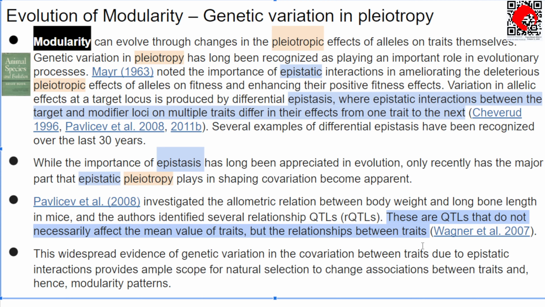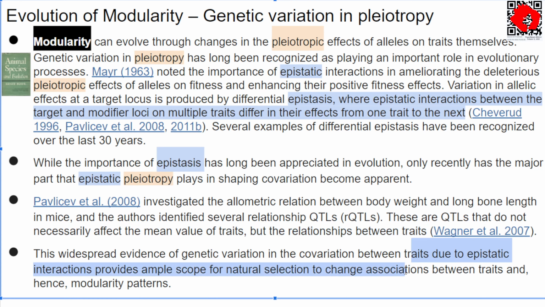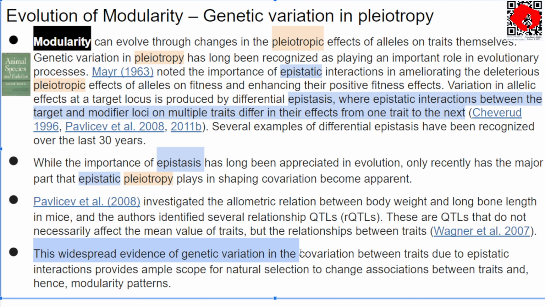Here, the relationship QTLs are QTLs that don't necessarily affect the mean value of traits, but the relationships between traits. So that's the case of like a relationship statistically between two loci that only kicks in under a high or a low hormone environment, so that the relationship between those two loci is conditional on another locus that's the epistatic interactor. This widespread evidence of genetic variation in the covariance between traits due to epistatic interactions provides ample scope for natural selection to change associations between traits and hence modularity patterns.